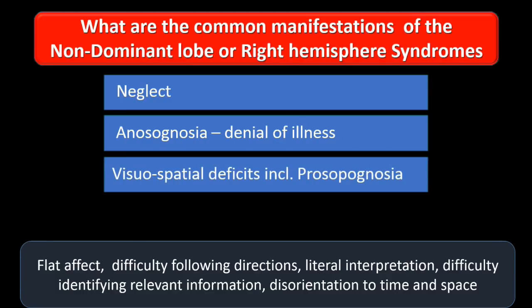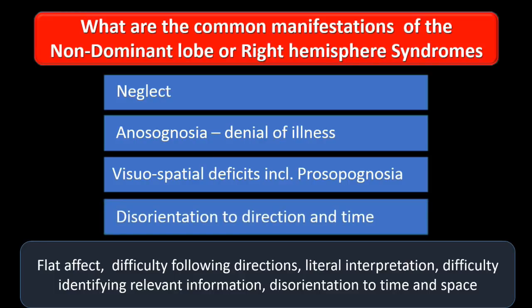Visuospatial deficits, that's important. Prosopagnosia is a condition wherein the patient cannot recognize the person, but he knows the face, but he does not know the person. He cannot put them all together and identify that particular person. And disorientation to direction and time. Some of the other characteristics, the patients have flat affect. They have difficulty in following directions. They have difficulty identifying relevant information in conversations. Disorientation to time and space.